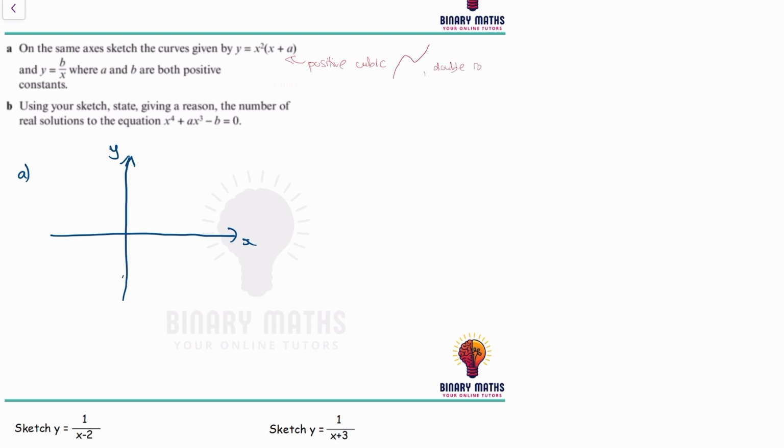Double root at x equals 0, so it's going to bounce off that part, and single root at x equals negative a, which is going to be a negative number. That means this graph will go through negative a and 0. So it starts off at quadrant 3. It's going to cross over at negative a because it's a single root. It's going to come back down and hit x equals 0. Because it's a double root, it's going to go off on the same side, so it's not going to cross over to the other side. So that one's the cubic graph.